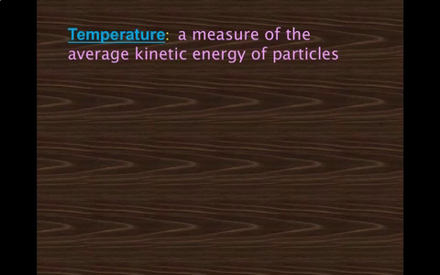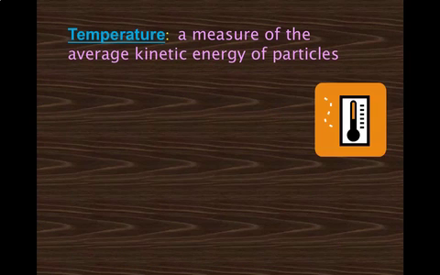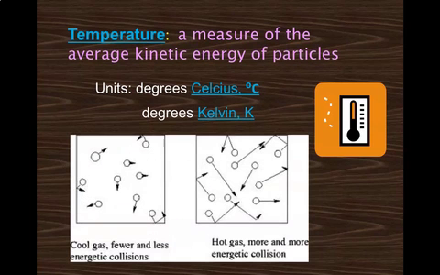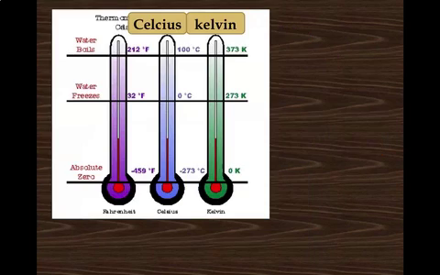So, temperature is a measure of the average kinetic energy of particles. The units we use in science are degrees Celsius or Kelvin. We do not use Fahrenheit in scientific settings. So what this basically says is that a cooler gas is going to have fewer and less energetic collisions. A hotter gas is going to be more energetic, so it'll have more collisions.